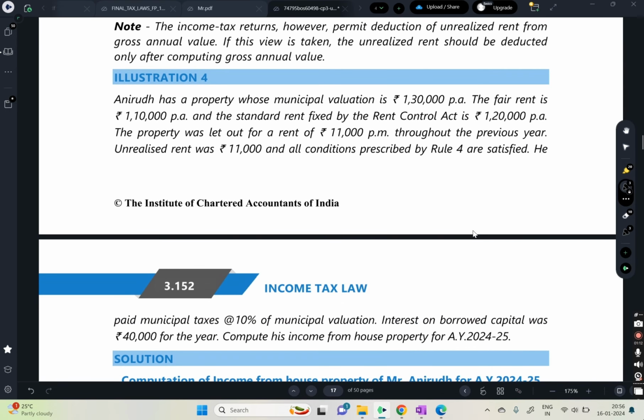Now let's see this question. Anirudh has a property whose municipal value is 1,30,000 per annum. Fair rent is 1,10,000. Standard rent they have given. The property was let out for a rent of 11,000 per month. Okay, so can you tell me what is GAV for this? Quickly.